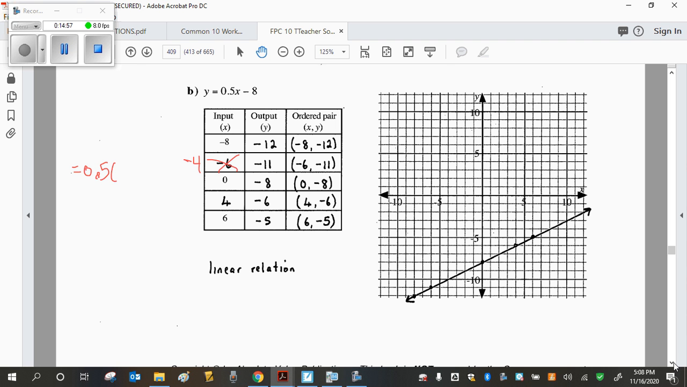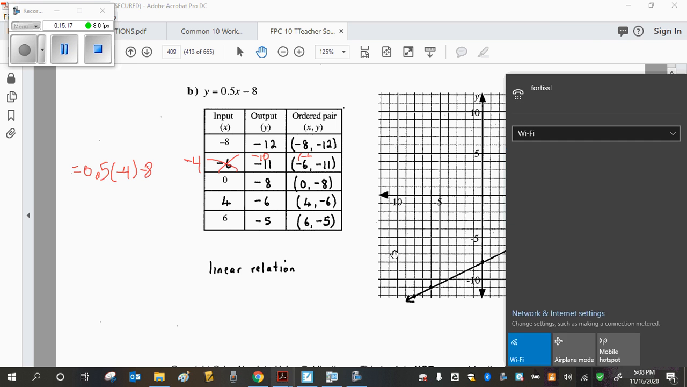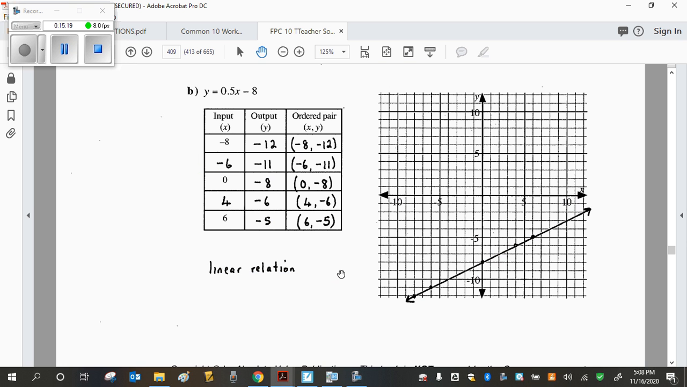So 0.5 times -4 is -2. Subtract 8. So you should have a -10 in there. So -4. Why don't I just stick with -6? Never mind. I'm just going to stick with -6. And you don't have to worry about what I did in red. So let's get rid of that. Okay. So I'll just stick with -6. And hopefully you know nothing about -4.